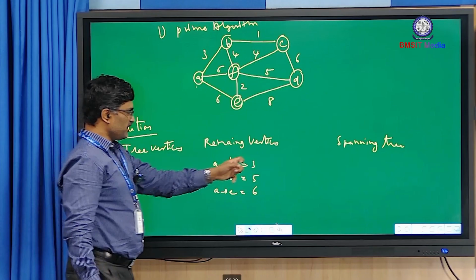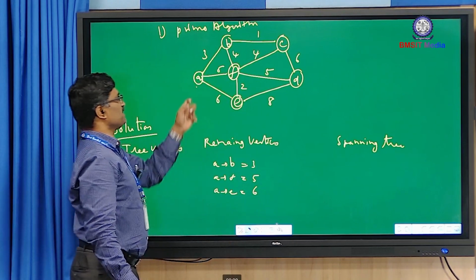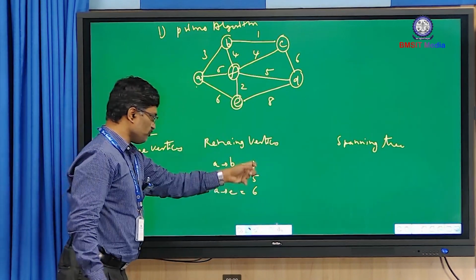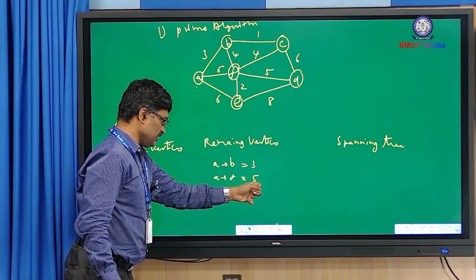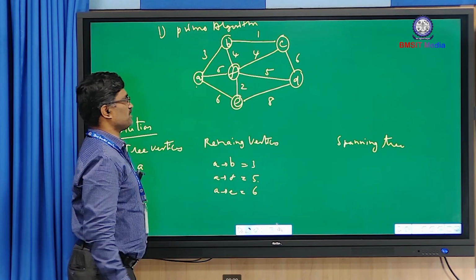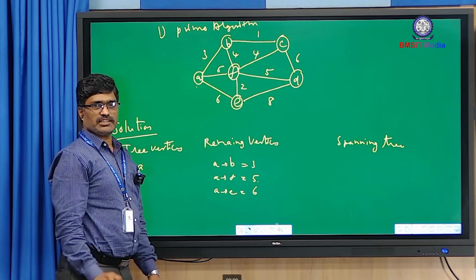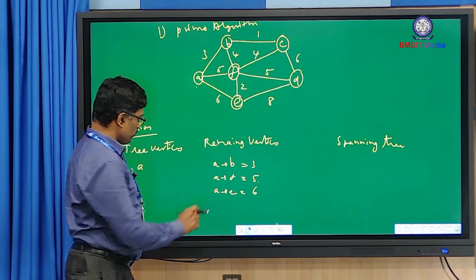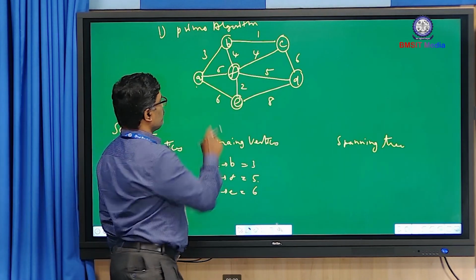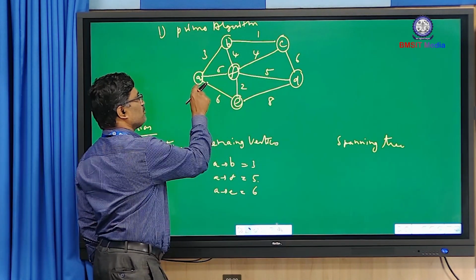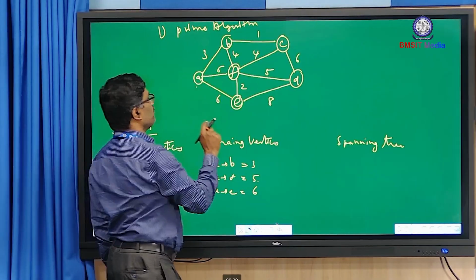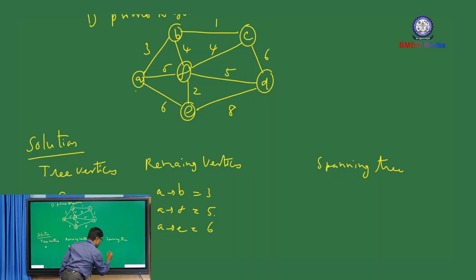So when drawing the spanning tree, we have to pick the minimum out of all these: we have 3, 5, and 6. Prim's algorithm always starts from the first node, A. From A, the outgoing edges are 3, 5, 6, and the minimum is 3. So in the spanning tree we draw A to B, with cost 3.